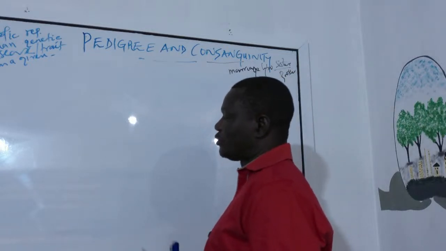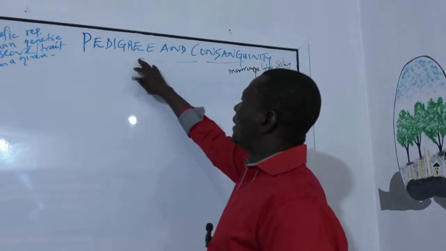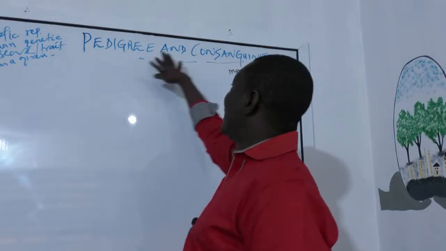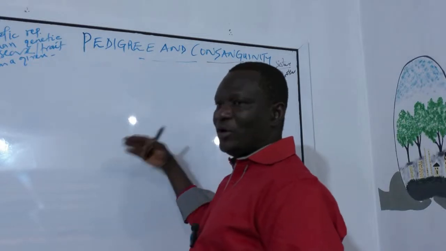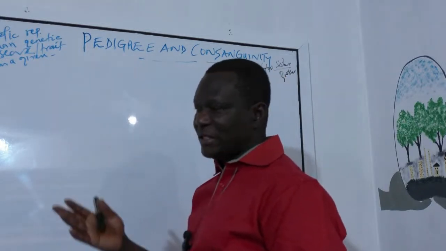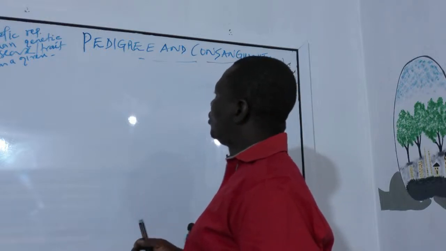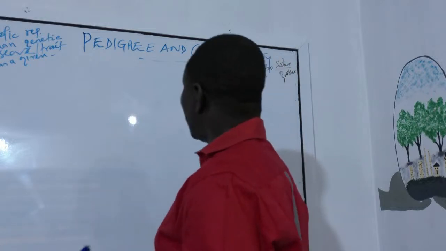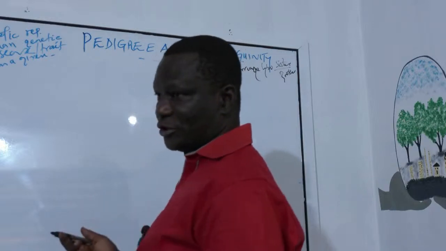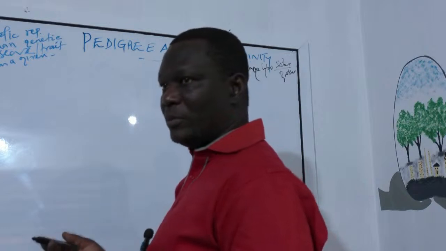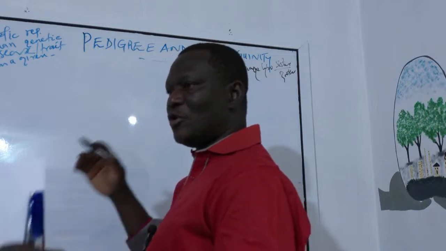So at the end of this course, you should be able to talk about the application of pedigree and of consanguineous marriage, or consanguinity, in offering genetic counseling to people. There are basic things that we have to know. Today is just going to be an introduction, and in the next video we will look at the application of all this.